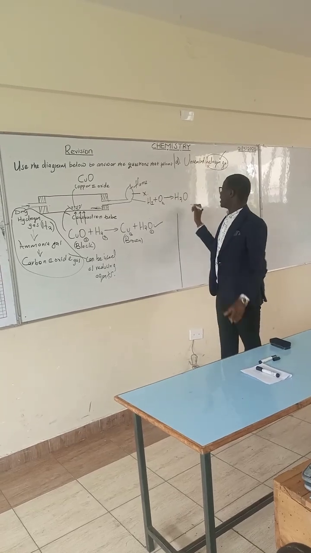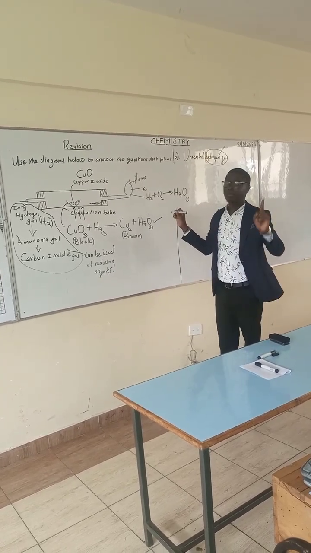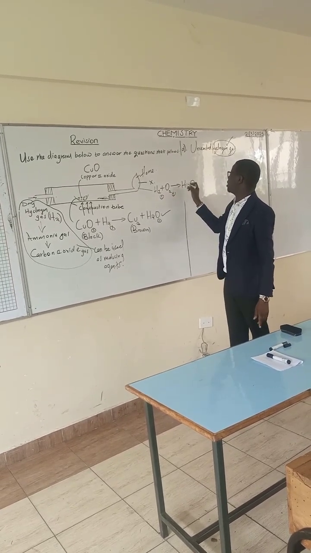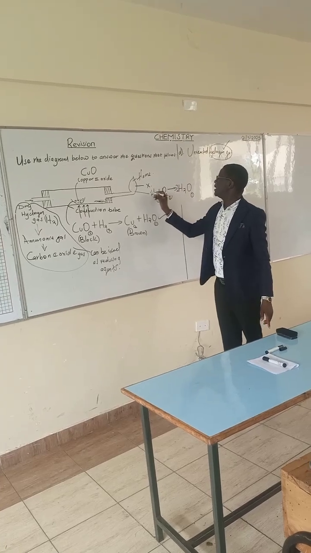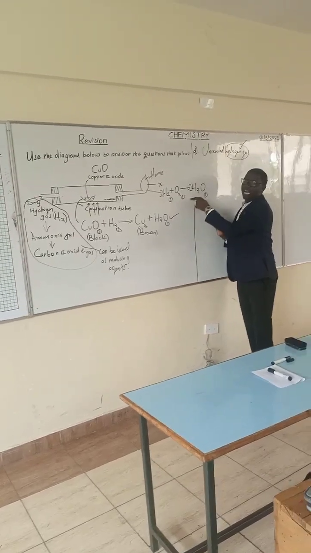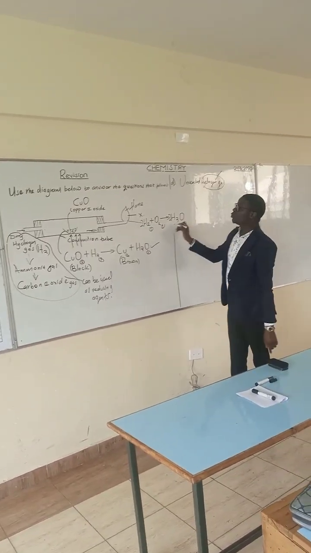So water here is a gas because it's in steam form. Then oxygen is a gas, hydrogen is a gas. And how do we balance this one? By placing 2 here and placing 2 here. So this is the equation taking place at point X. So this one is water.